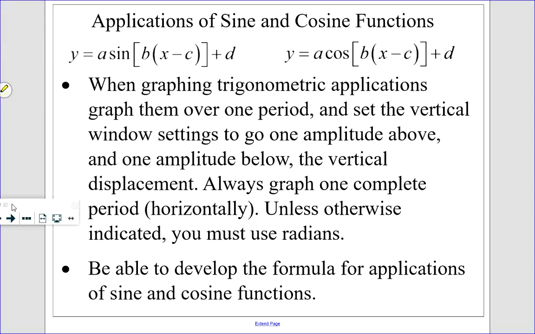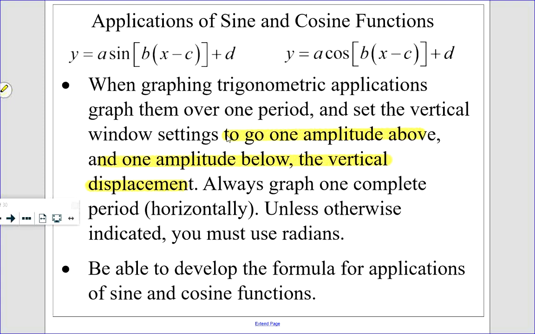Make sure that your window settings go vertically to an amplitude above and an amplitude below the vertical displacement. So the vertical displacement is d, the amplitude is whatever the absolute value of a is. So take the vertical displacement plus the amplitude, the vertical displacement minus the amplitude. Your vertical window settings, your y min and y max, have to be roughly in that region. Otherwise, you won't see it.